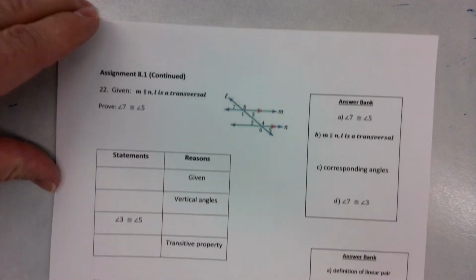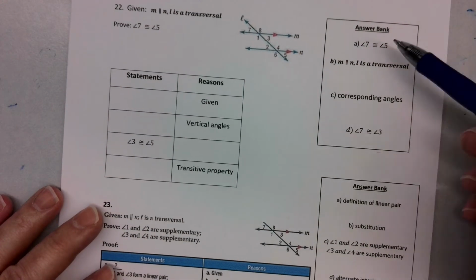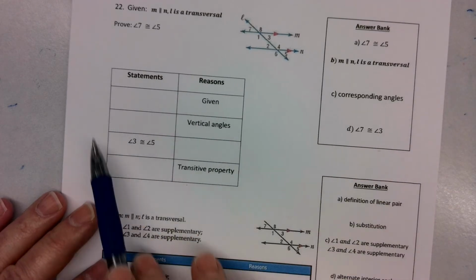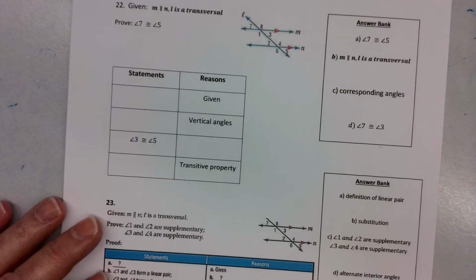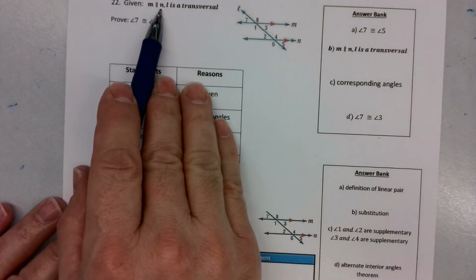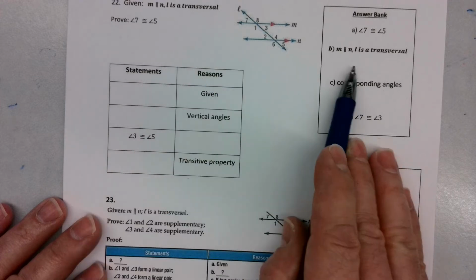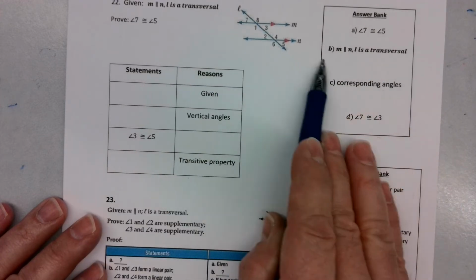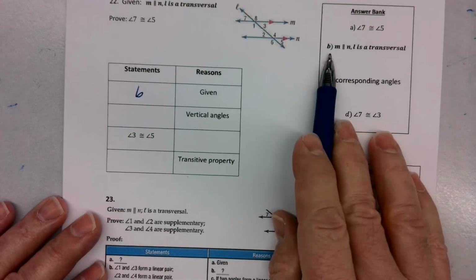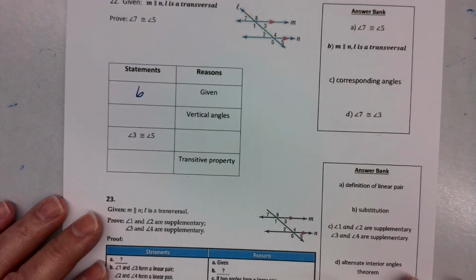Okay, so look. I've got 1, 2, 3, 4 things, right? I got to find where those 4 things go. Right here it says my given is M is parallel to N and L is transversal. So this is going to go where? In the given. Yeah, it's going to go right there. We'll call it B because it's labeled B, right? Okay.